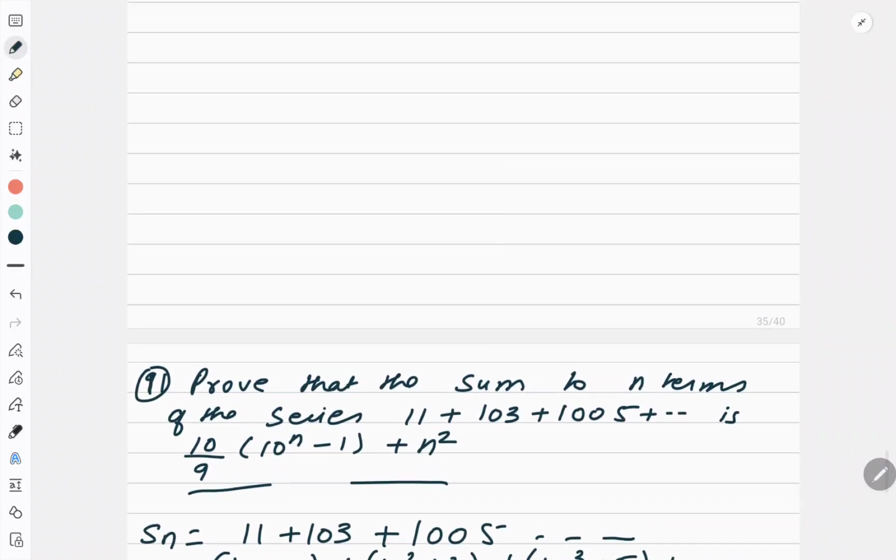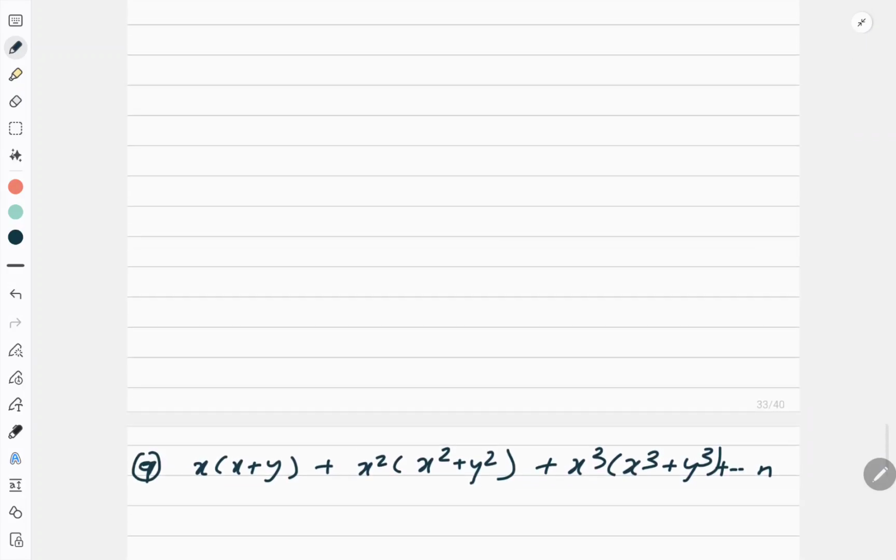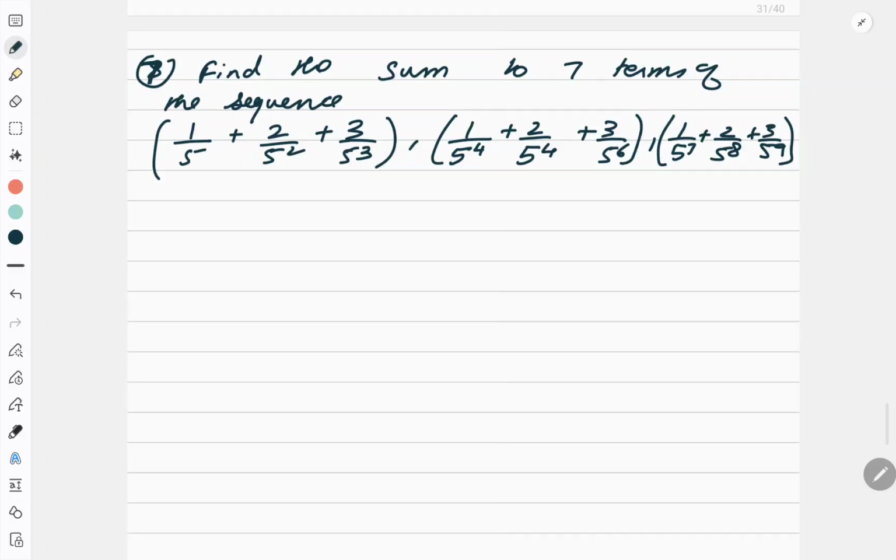So now let's go back to the previous question from where we stopped. Okay. These are all similar kind of questions. Find the sum of 7 terms of the sequence. Okay, fine. So they are asking me to find out the sum of 7 terms. Okay. So how to find out the sum of the 7 terms, that we need to figure out. First of all, you see, is there any similarity in the terms? I want to find out the sum of 1 by 5 plus 2 by 5 square plus 3 by 5 cube.